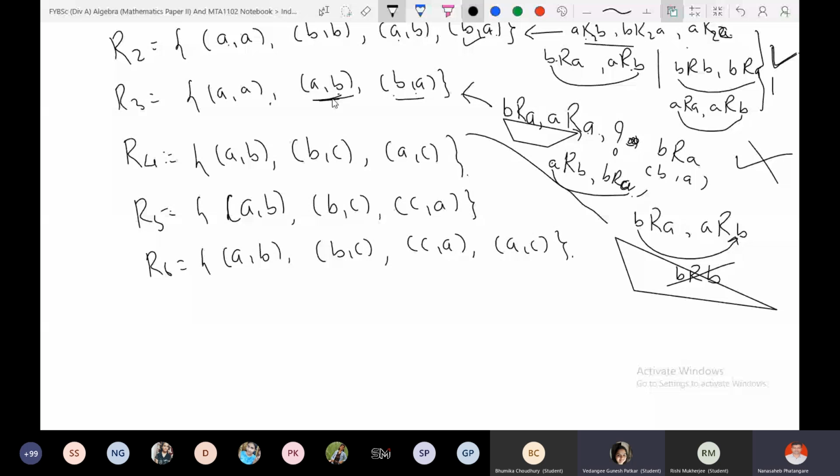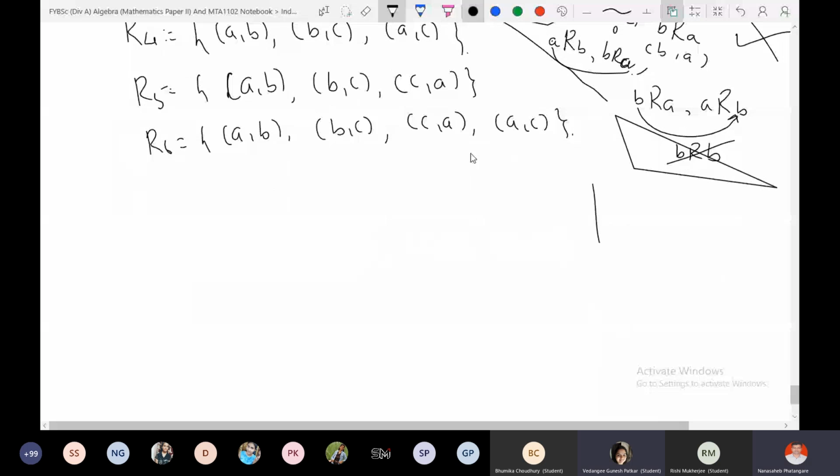Sir, then we also don't have a bracket. See, if in R3, A comma A and A comma B. So A is related to A is related to B. So A should be related to B. But we have a bracket which says B is related to A, not A is related to B. See, A comma B, you have confusion.